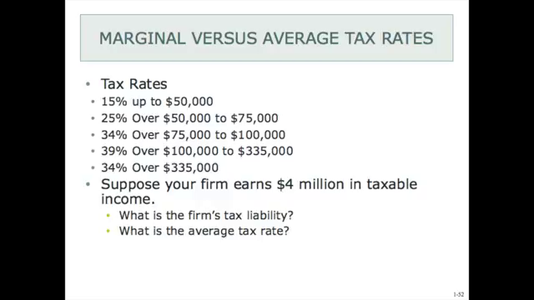So let's look at an example of that. Marginal versus average. The tax rates in this chart: 15% up to 50, 25% up to 75, 34% from over 75 to 100, 39% over 100 up to 335, and 34% over 335. Suppose your firm earns $4 million in taxable income. What is your firm's tax liability? And of course, what is the average tax rate?